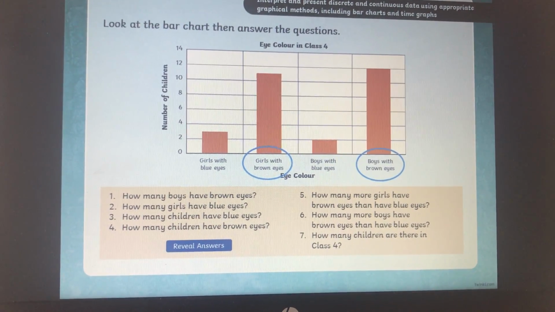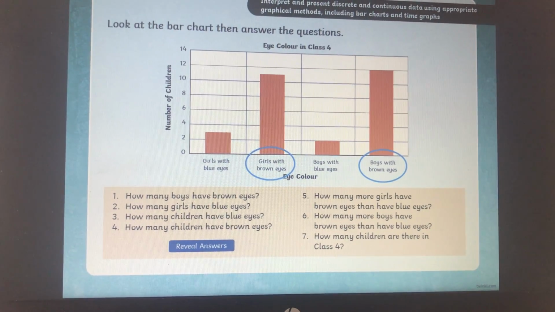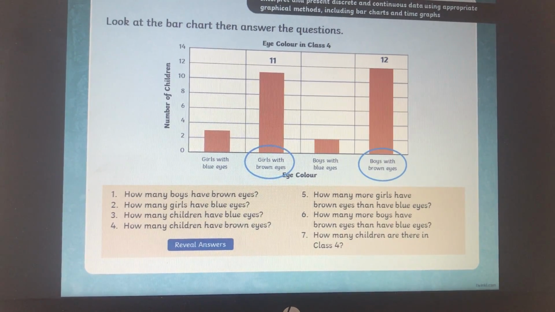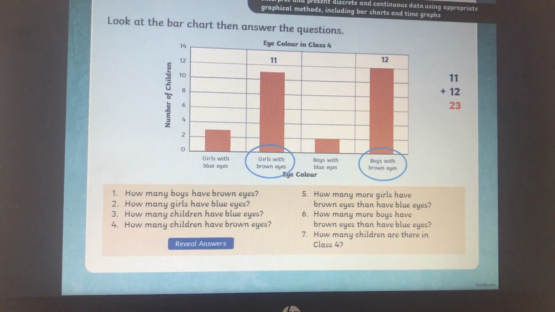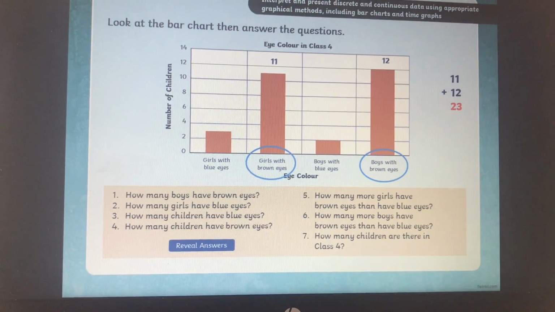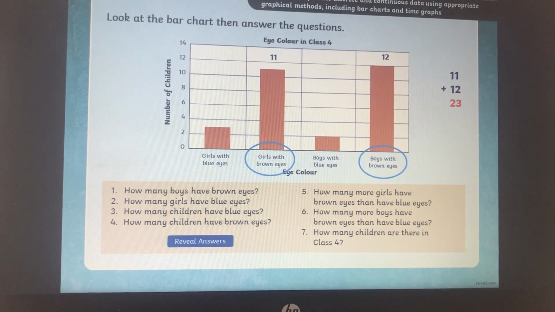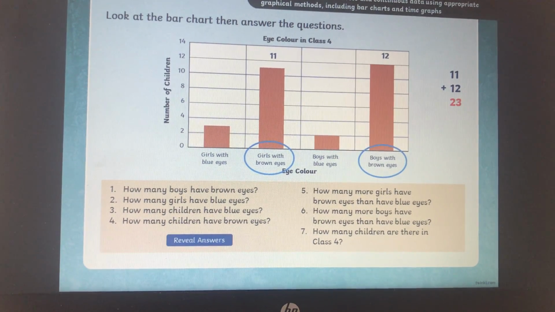How many children have brown eyes? So we're going to use the same strategy to work this out. 11 girls have brown eyes, 12 boys have brown eyes. 11 add 12 is 23. So the amount of children with brown eyes is 23.